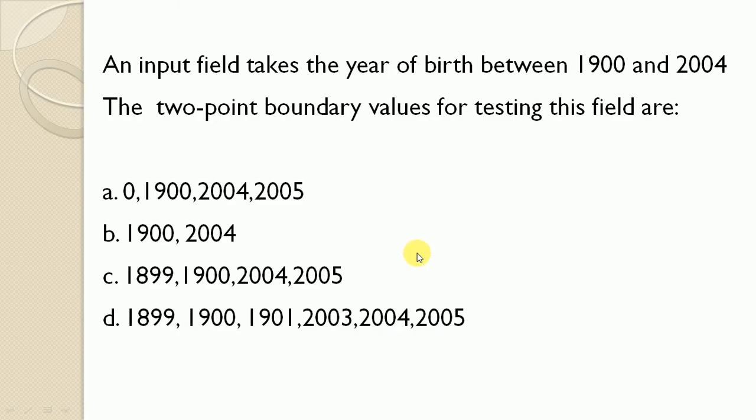So if you go for the correct option, which one is the correct option? I will say C. Can you see 1899? Then this is your valid range, valid range of year, and this is again invalid. So we can consider C is the correct option for this example.